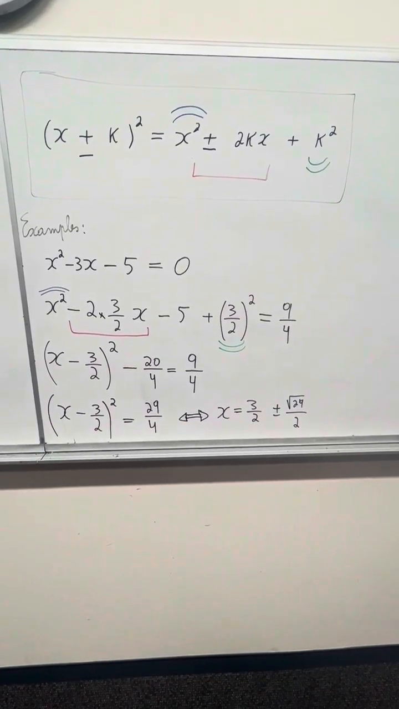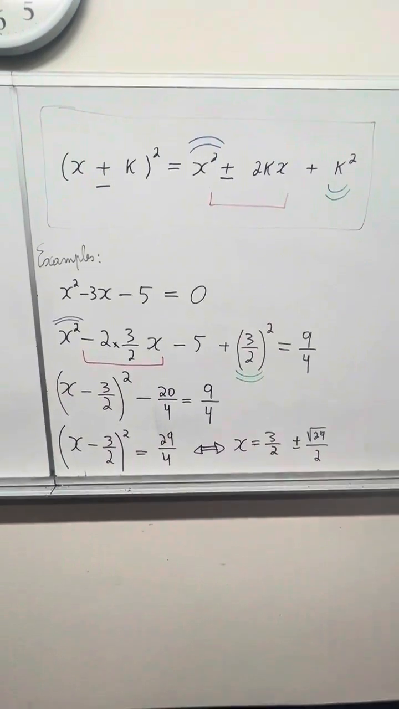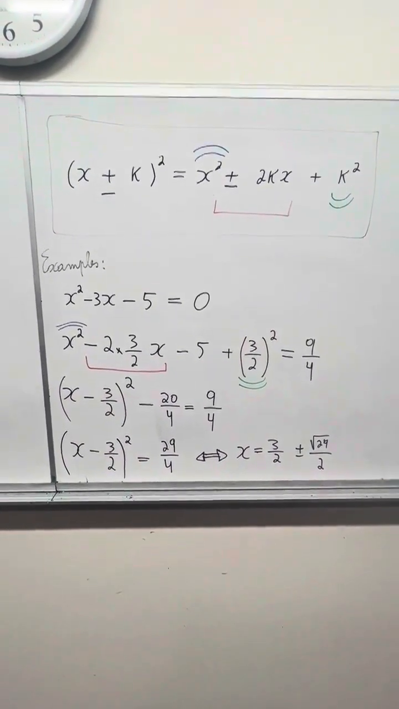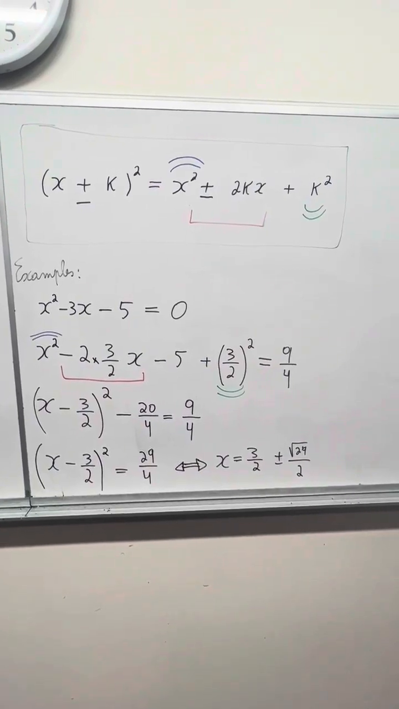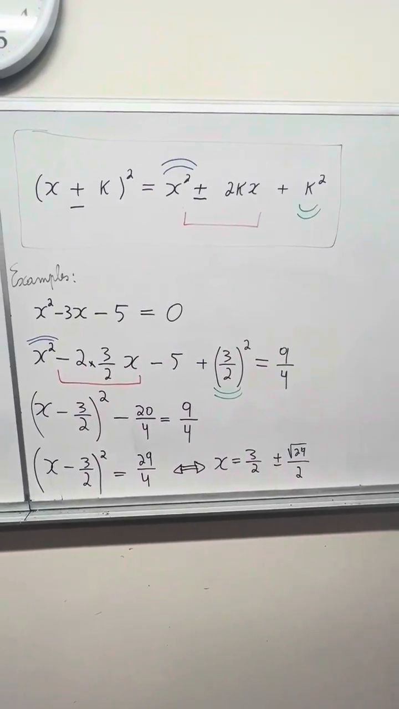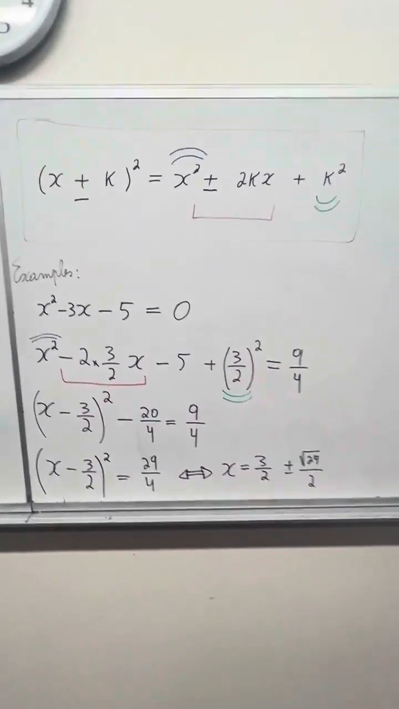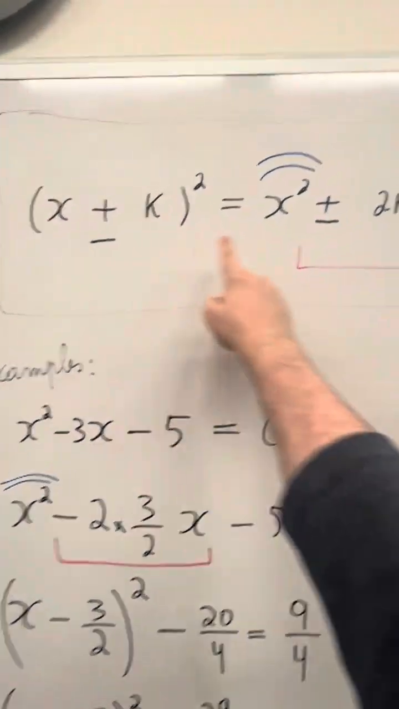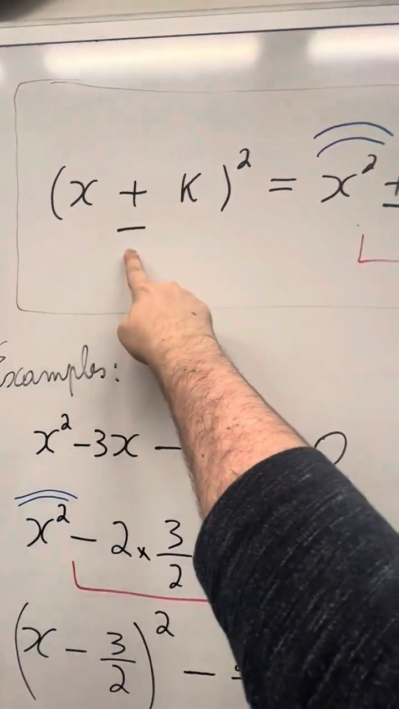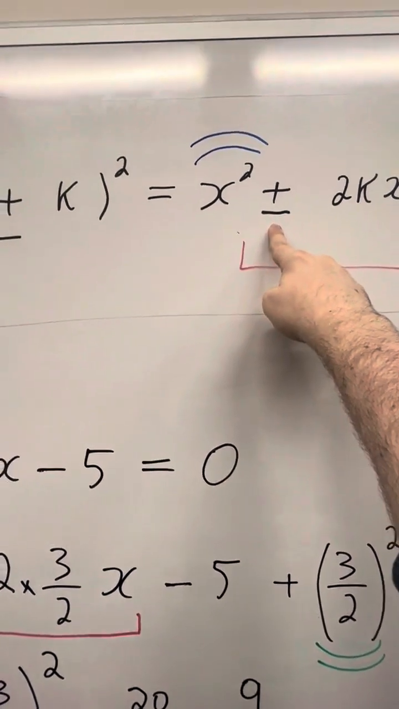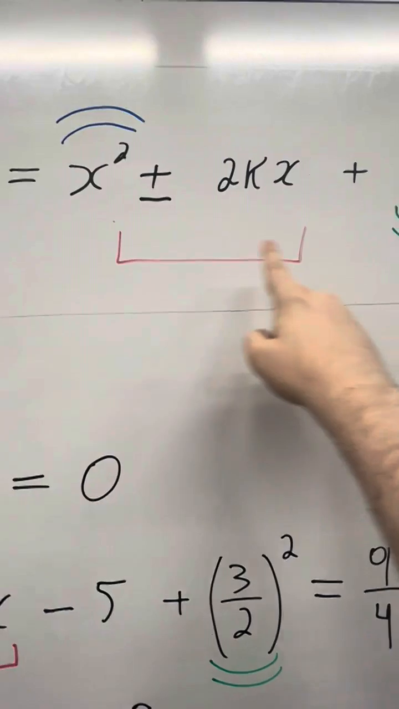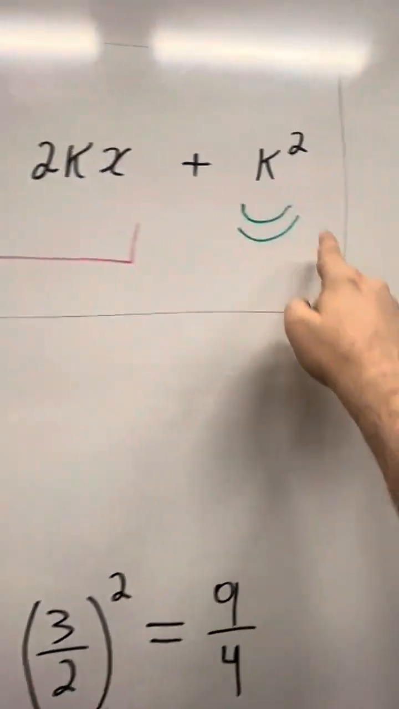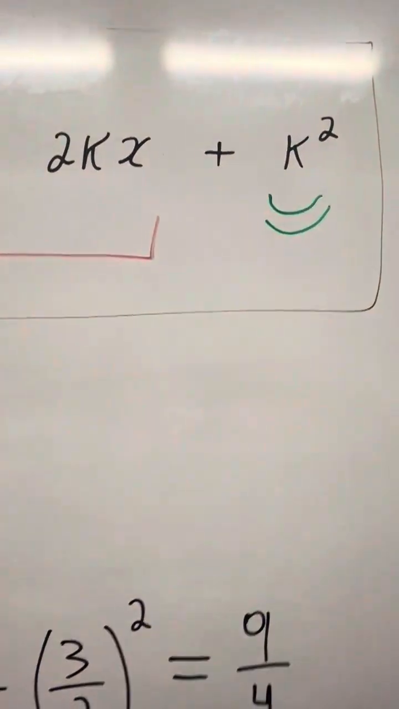I'm going to solve quadratic equations using this completing perfect squares technique. I'm going to use this formula: x plus or minus a constant k, squared, equals x squared plus or minus 2kx plus k squared. If I have a positive here, I have a positive here. If I have a negative here, I have a negative here. In blue, the quadratic term; in red, the degree 1 term; and the constant in green here.